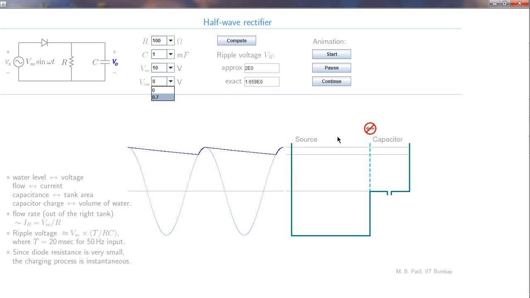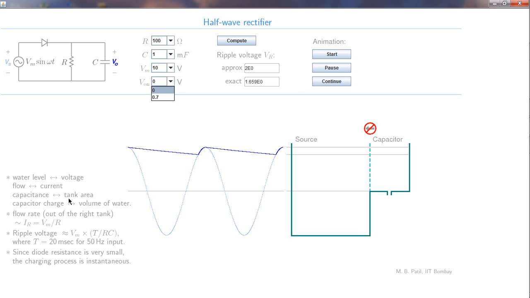So there are two tanks here, one corresponding to the source and the other tank corresponding to the capacitor. And there is going to be water in these tanks, and that water level corresponds to the voltage, either the source voltage or the capacitor voltage, which is the same as the output voltage. Water flow is going to correspond to current. So there is going to be water flow out of this tank, there is going to be water flow into this tank, and that corresponds to current.